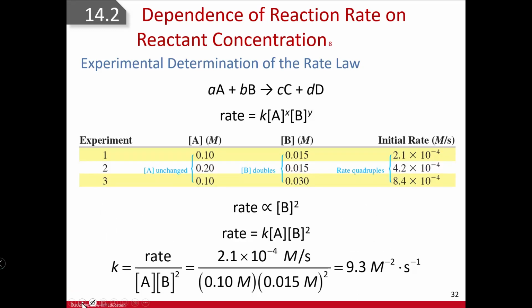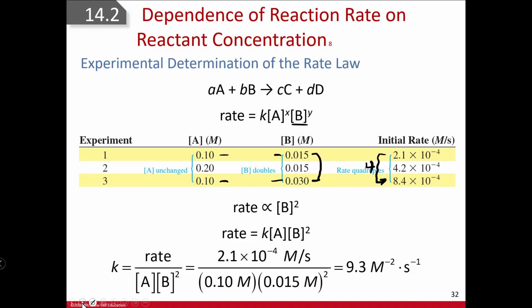All right, so then I do see this as a mistake sometimes. When you're looking for the order with respect to B, you got to choose the experiments where A is not changing and B is changing. If you chose to compare 2 and 3, that wouldn't work because A is changing in concentration and so is B. So we choose 1 and 3, and here's what you see. You see that we doubled the concentration of B, and then this one's different. We quadrupled the rate of reaction.